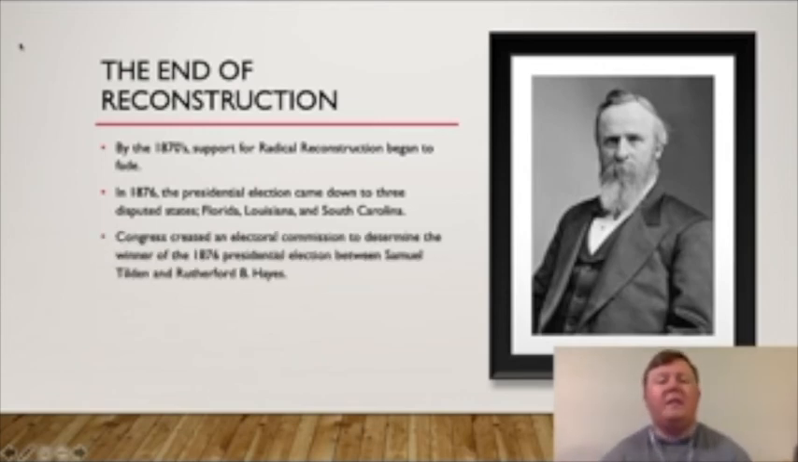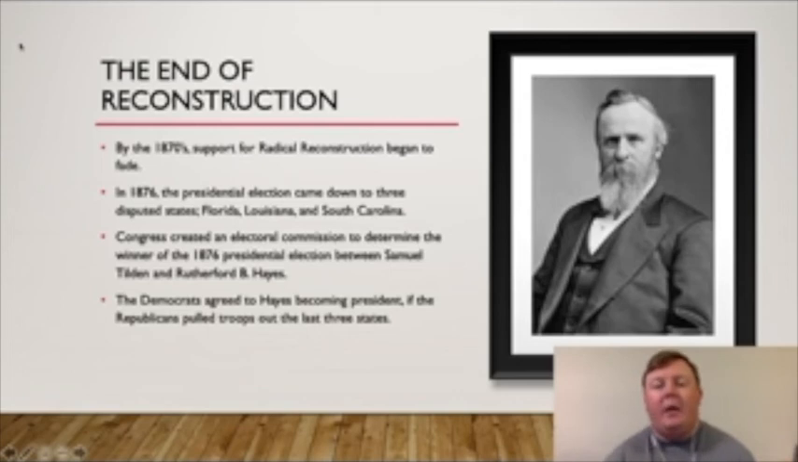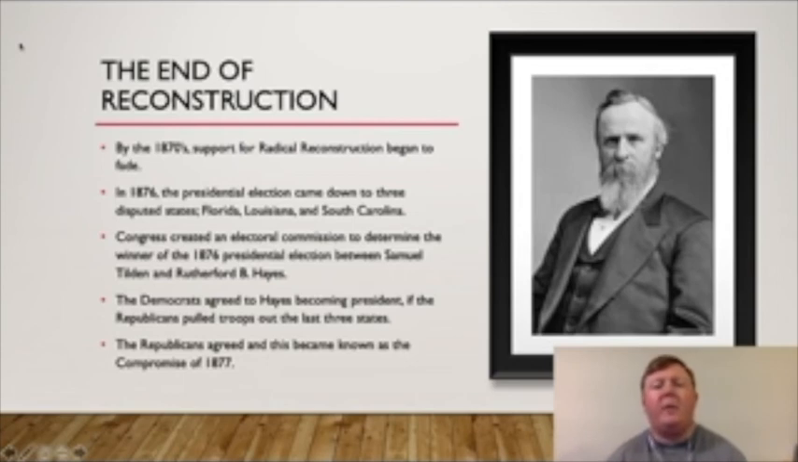So, with this disputed election, Congress creates an electoral commission to determine the winner of the 1876 presidential election between Samuel Tilden and Rutherford B. Hayes, who is pictured here to the right. What this commission comes to basically agree on is that the Democrats, who are mainly Southerners, agreed to Hayes, who is a Republican, becoming president if the Republicans pulled out the troops of the last 3 states. The Republicans agree, and this becomes known as the Compromise of 1877.